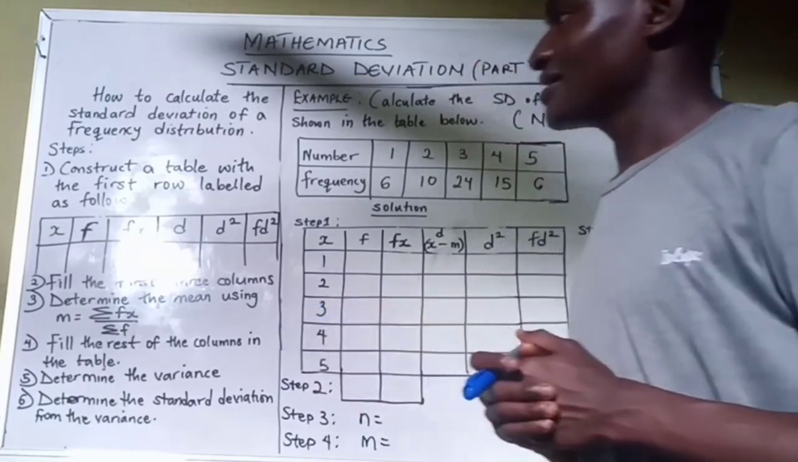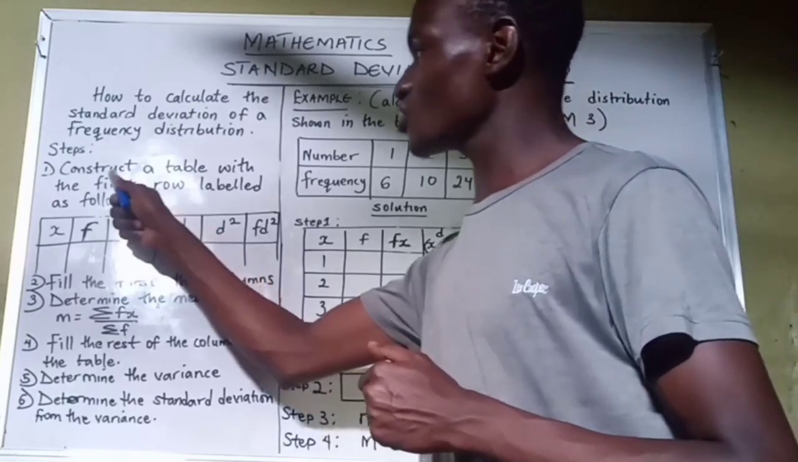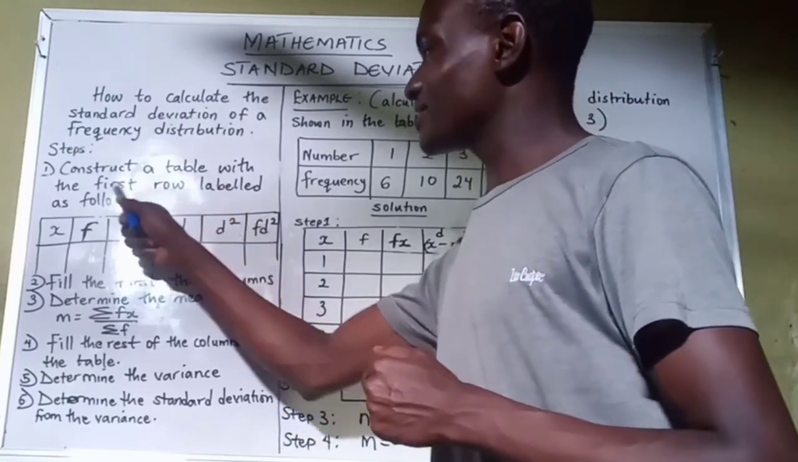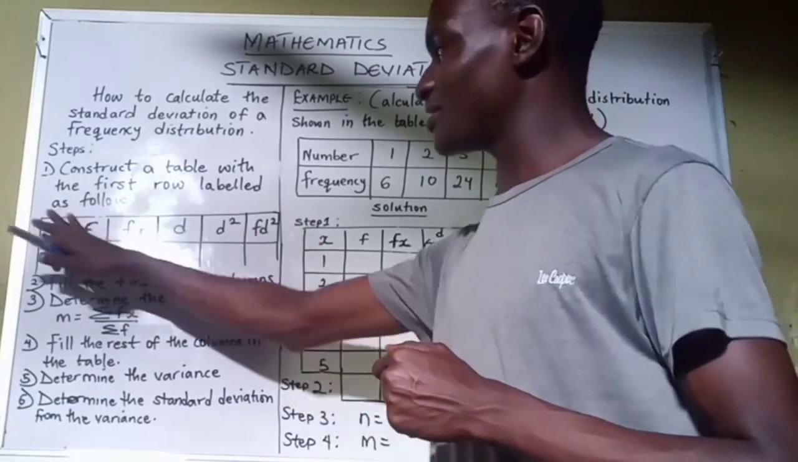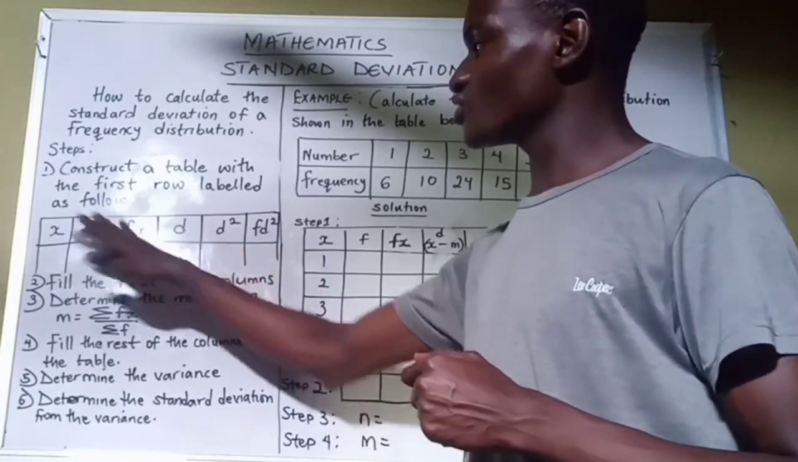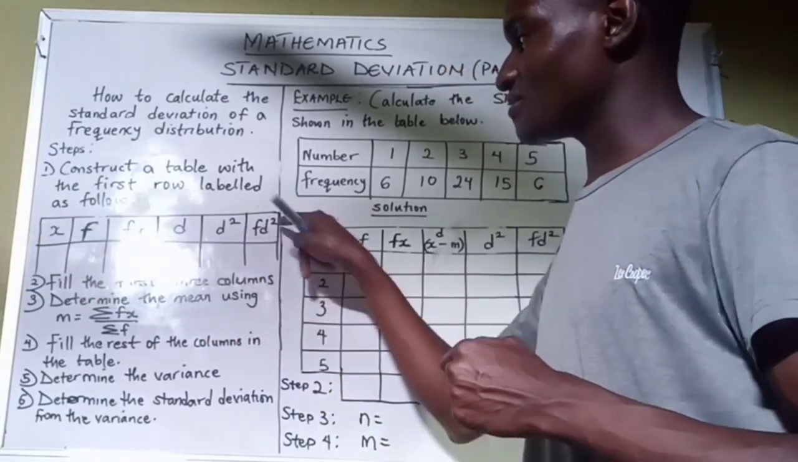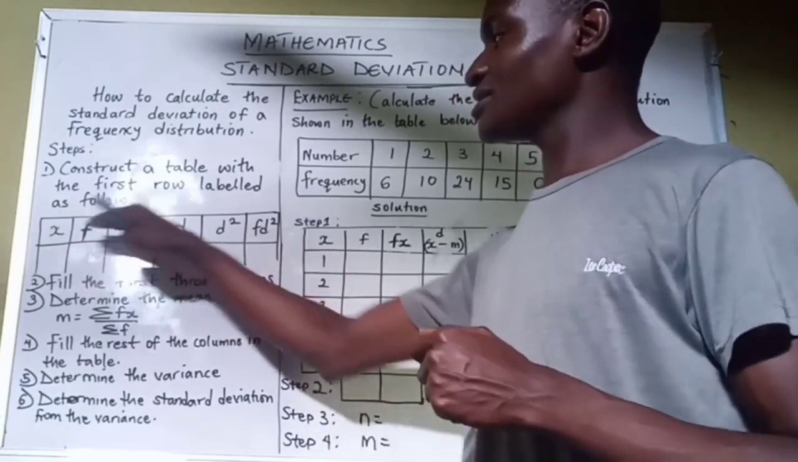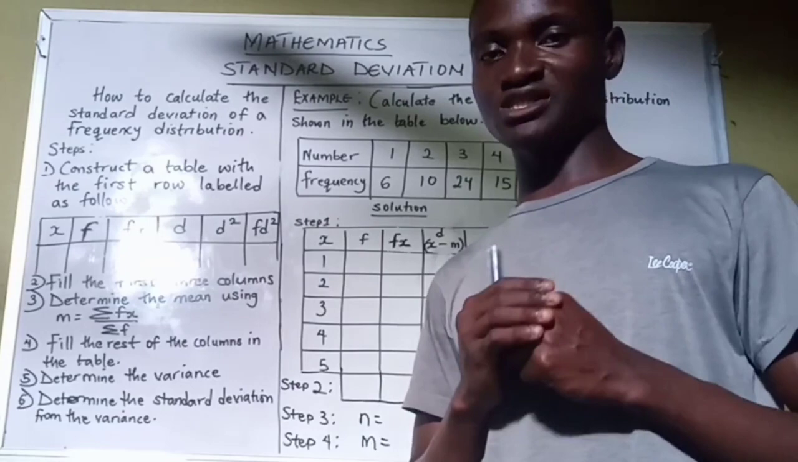The first step to be carried out is to construct a table with the first row of the table labeled as I have done here. You want to construct a table and label the first row of the table this way. All these are what you need to find the standard deviation of the frequency distribution.